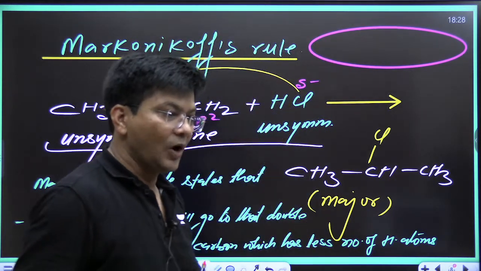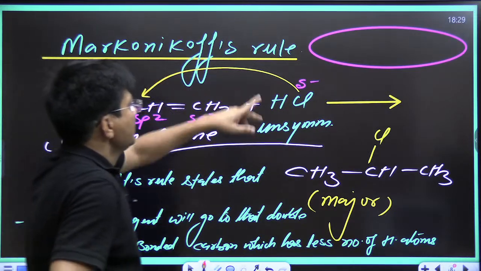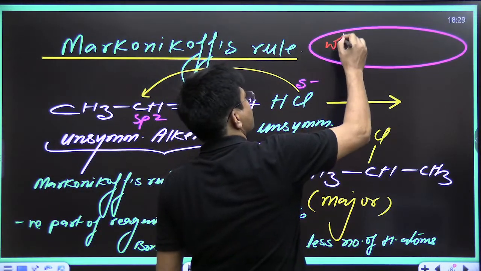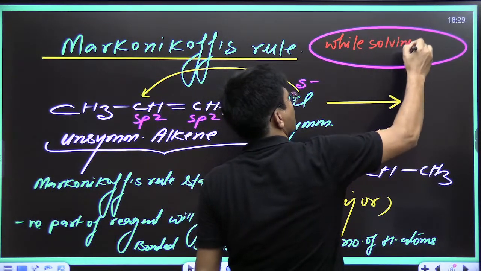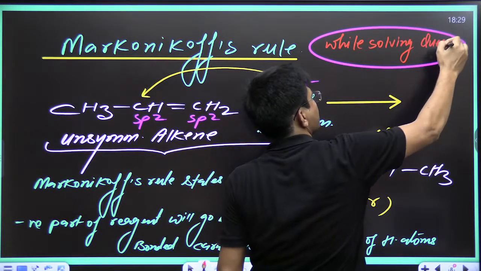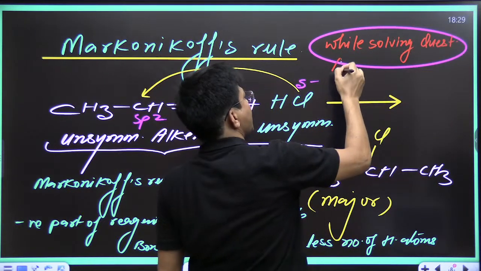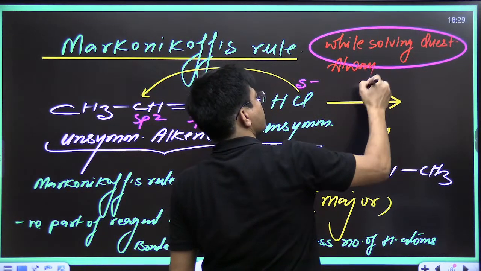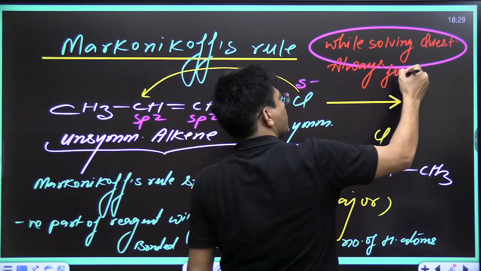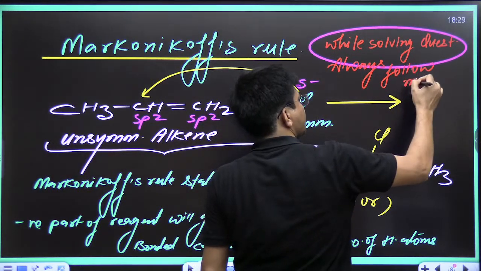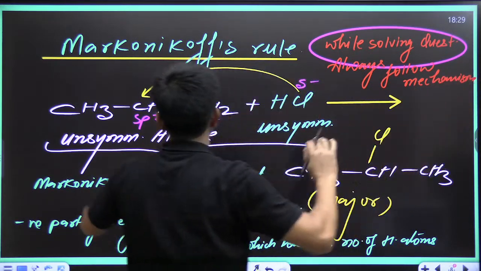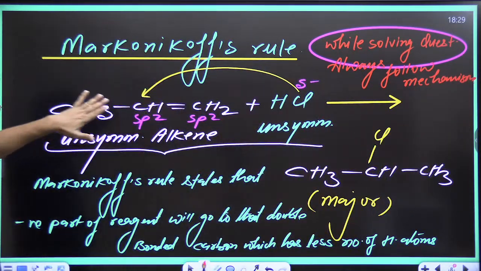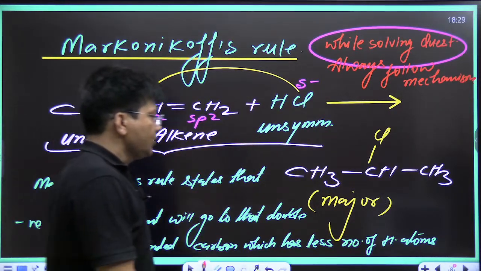Okay. Now, kids, while solving questions, always follow mechanism. Never follow Markovnikov's rule. Let me tell you, here Markovnikov's rule got passed. Let me tell you the example where Markovnikov's rule is going to fail.